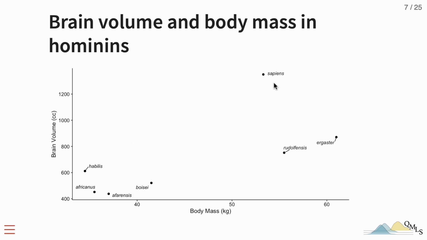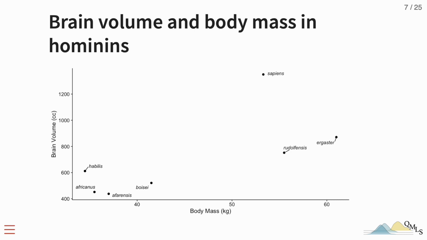Here's Homo sapiens. There's Homo sapiens up there, and so we related brain volume to body mass. And it looks like there's some sort of positive relationship here, which is not surprising, right? You could think of just like physics. Yeah. Bigger body should have a bigger head, and a bigger head should have a bigger brain.